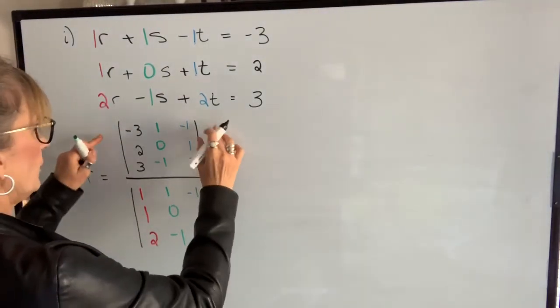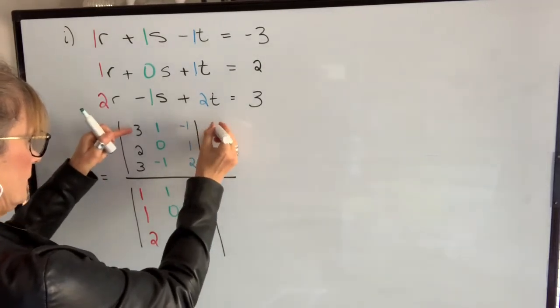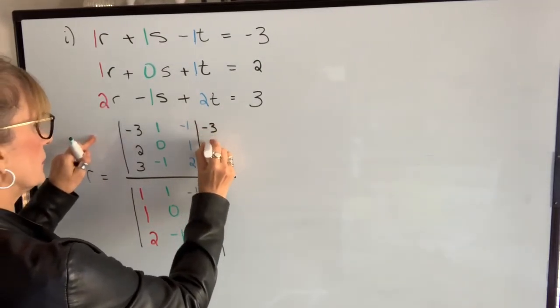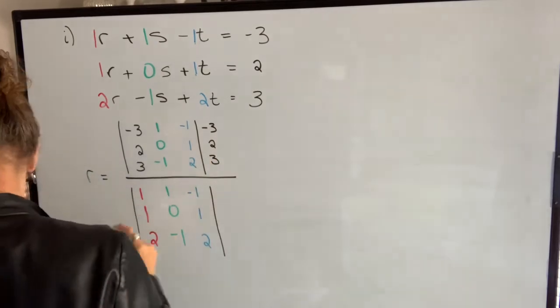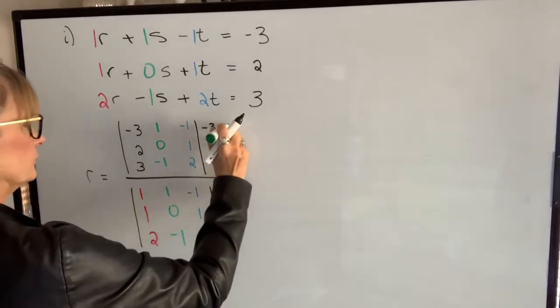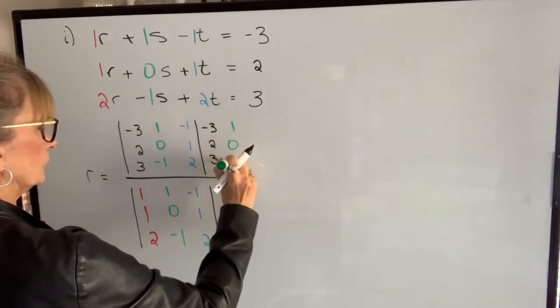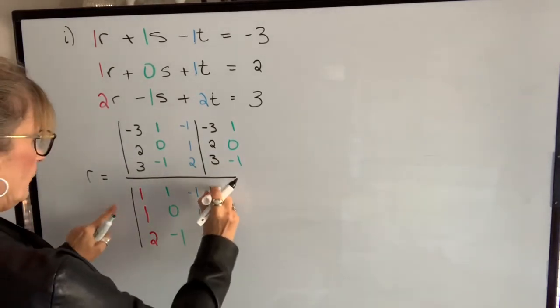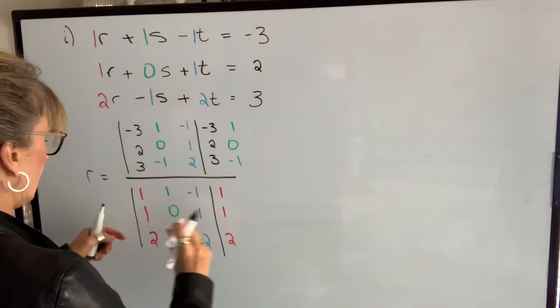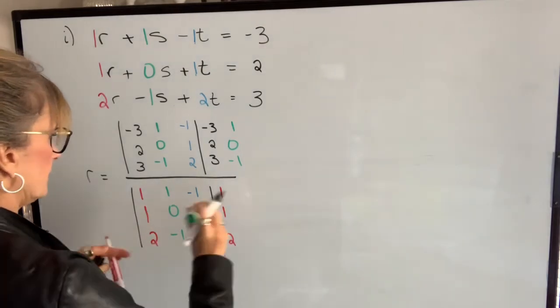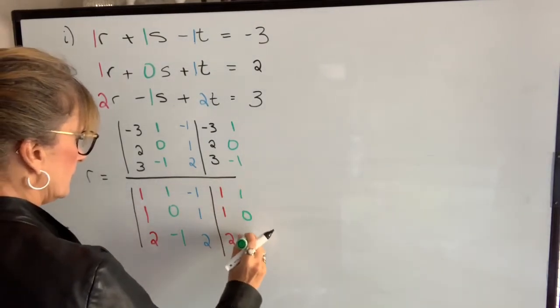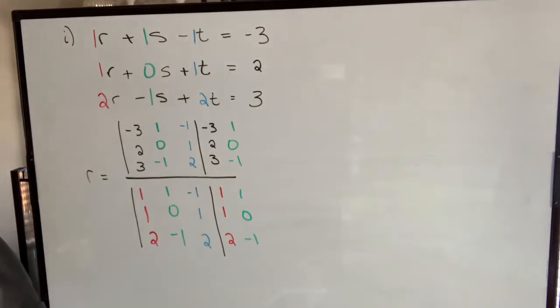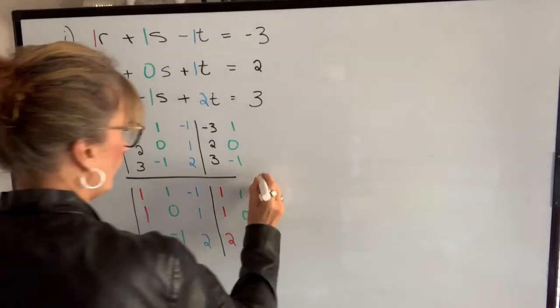Now we evaluate our numerator, we evaluate our denominator. In order to evaluate the numerator, I rewrite the first two columns. In the denominator, I do the same thing. I write my first two columns so that I can make my diagonals. And now I'm going to evaluate.